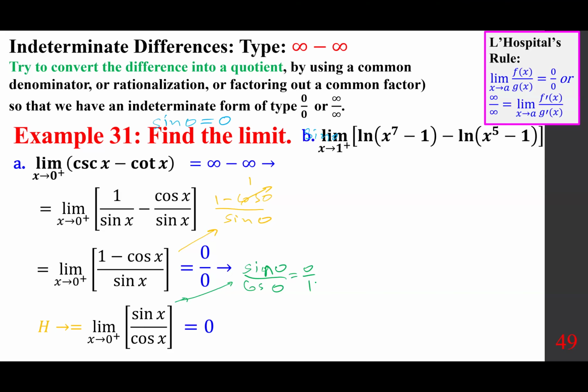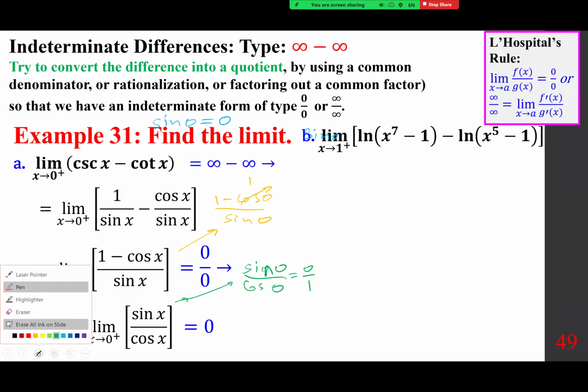Let me erase this part. Can keep the rest.